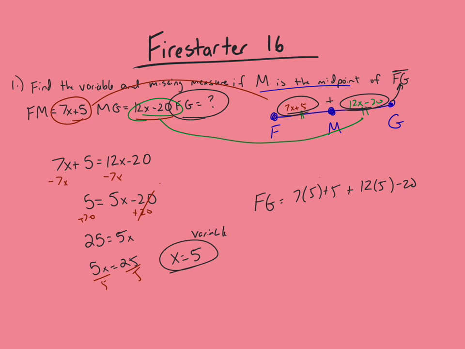So I get 35 plus 5 is 40. 12 times 5 is 60 minus 20 is 40. And that should have made sense. If those weren't the same, I would have known I did my algebra wrong because it wouldn't be a midpoint then. So FG equals 80. Notice, because I have a number, FG does not have a bar on top. All right, and that's it for number 1.